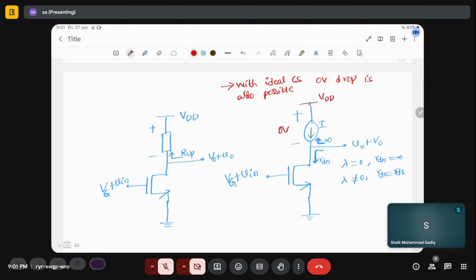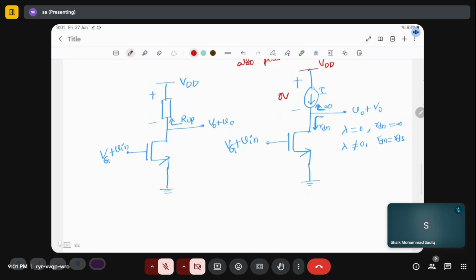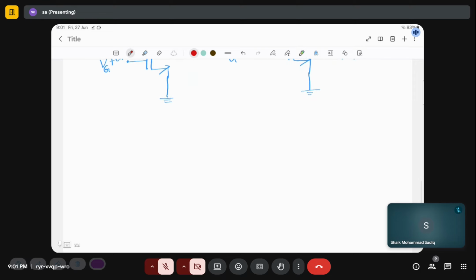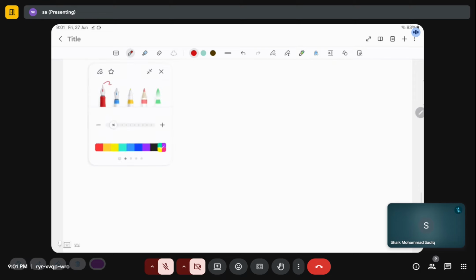But in practice, ideal sources won't exist. So we have to implement a current source that, if not ideal, should be more like a current source. The output resistance should be very high, and the voltage drop across it should be very low. So what I will do is replace the current source with a MOSFET.